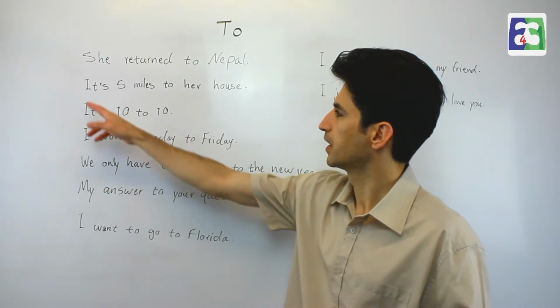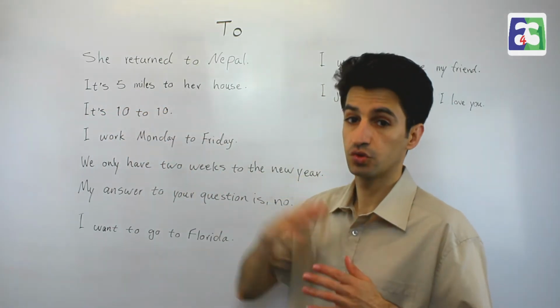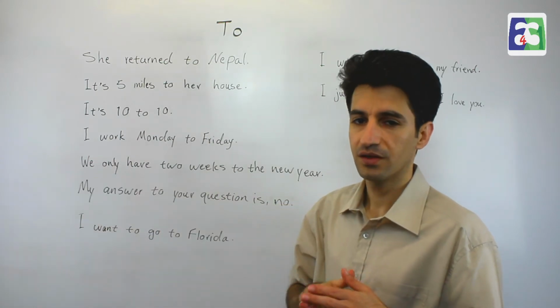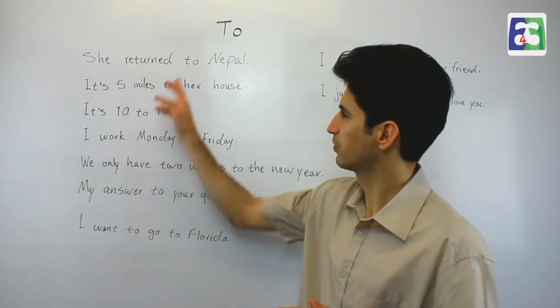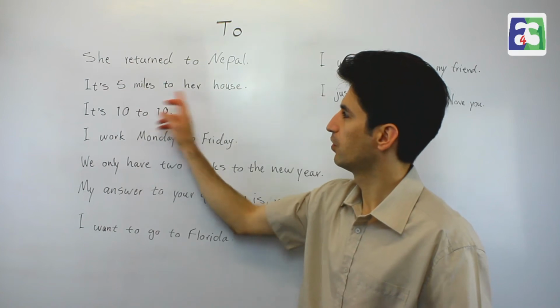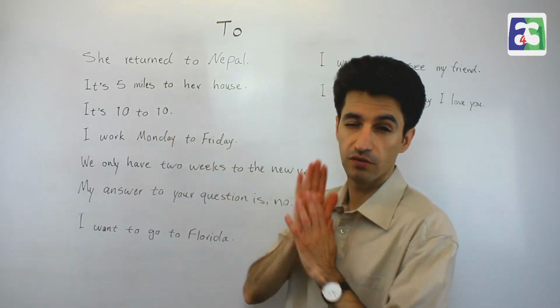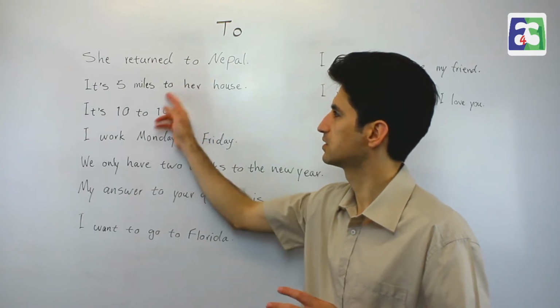Then we use "to". It's 5 miles to her house. So you need to go that way to her house, towards. Of course, that is similar to the previous one. Anyway, we use "to" as the preposition of direction as well. So these are really similar.